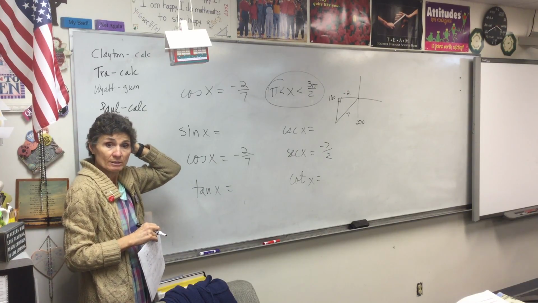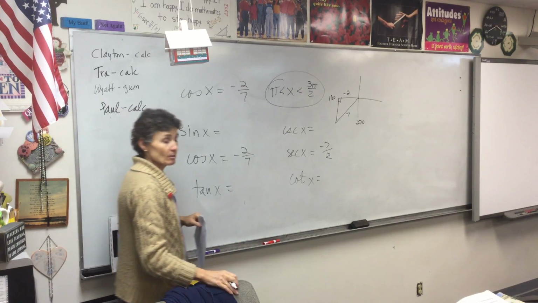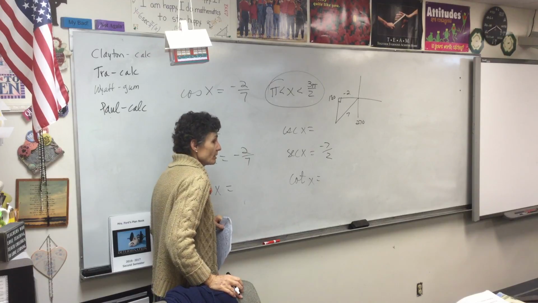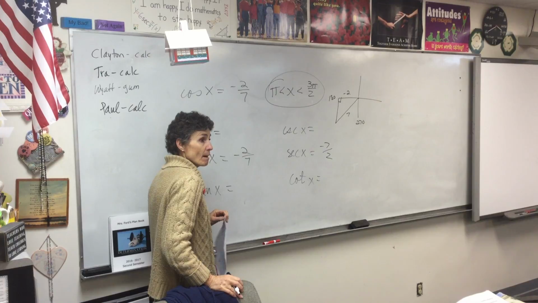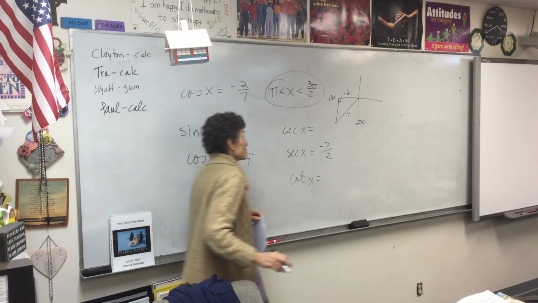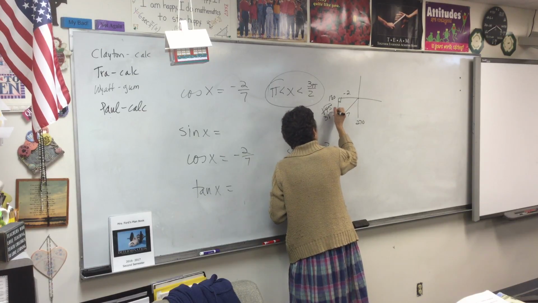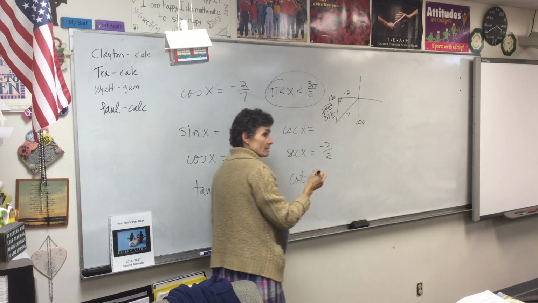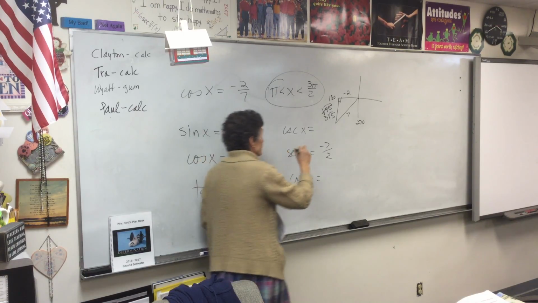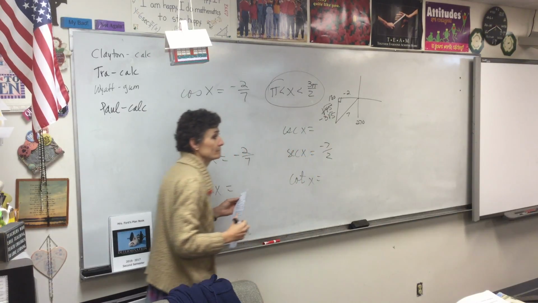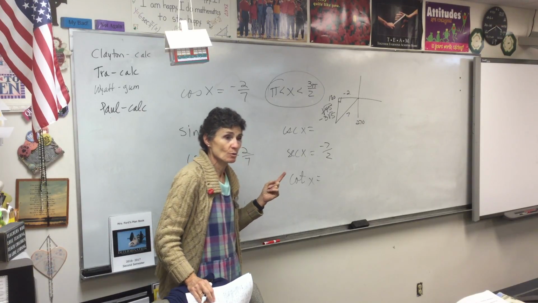Adjacent over hypotenuse. So now what? Find the missing side. Pythagorean theorem. So let's see. What's that going to be? 49 minus 4. Square root of 45, which I'm going to go ahead and simplify right now. 3 root 5. Now wait. That 3 root 5 needs to be negative. Pythagorean theorem, a squared plus b squared equals c squared. C squared is always the hypotenuse.